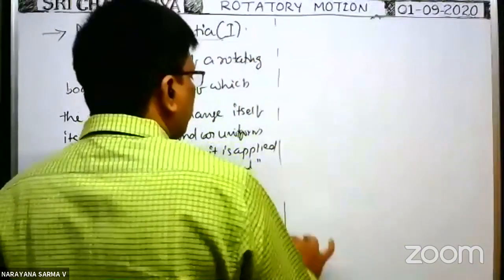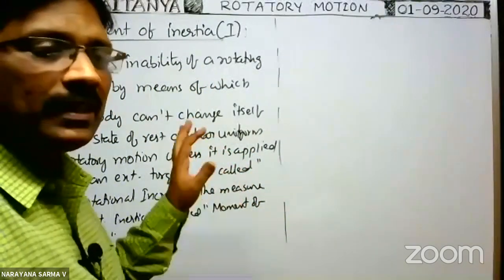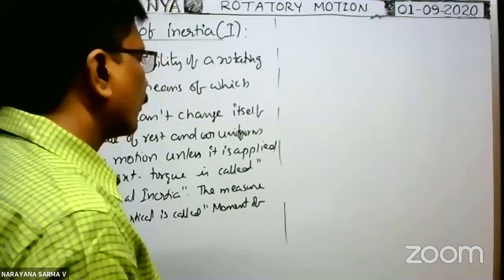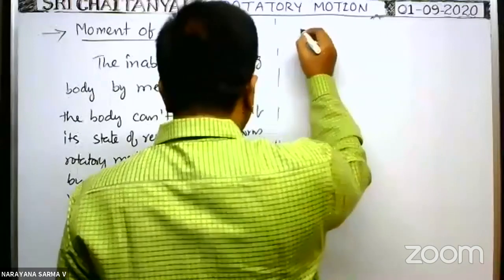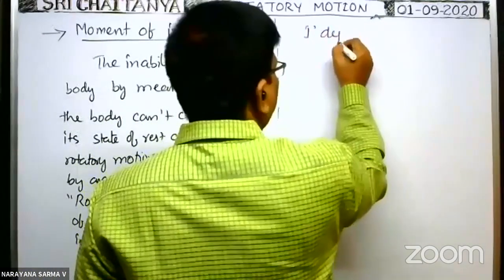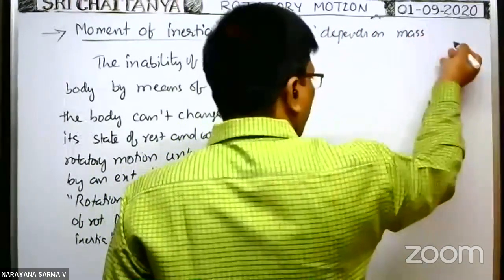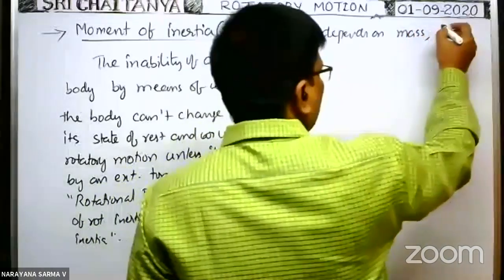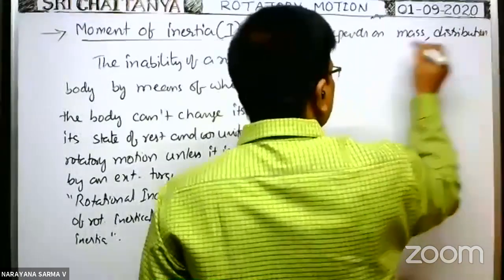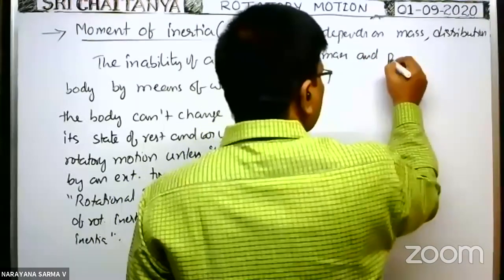In this week's syllabus we are mainly having the moment of inertia. Very, very important. Here the moment of inertia depends on, first one, moment of inertia is generally represented with capital I. I depends on mass of the body or mass of the particles in a body or in a system, distribution of mass, and position of axis of rotation.